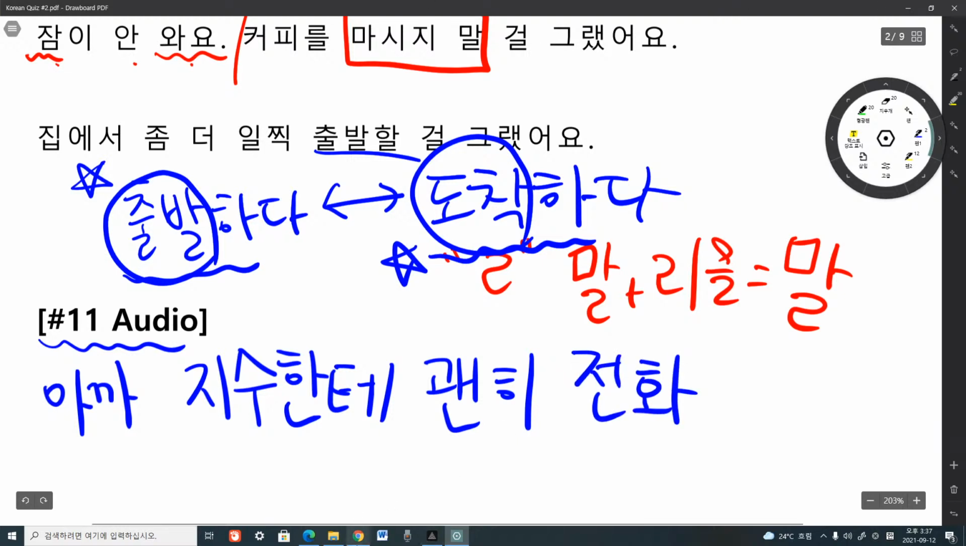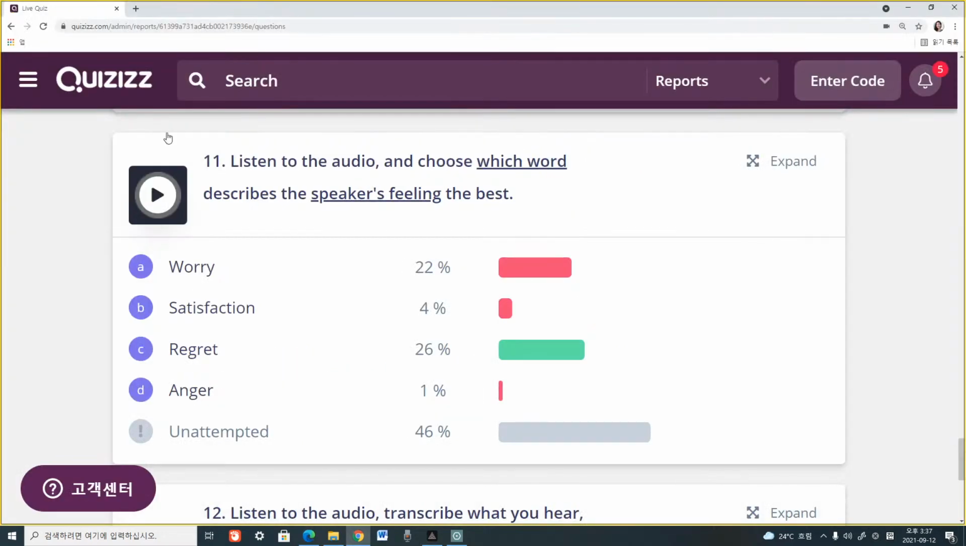들었어요, 여러분? 다시 한번 들려드릴게요. Let me play it one more time.